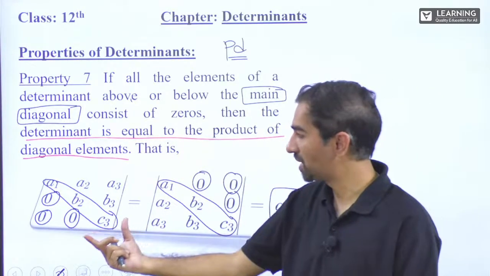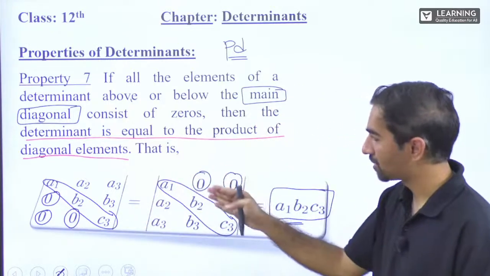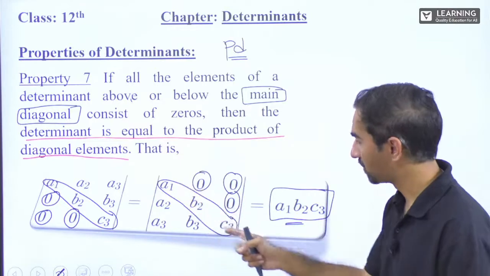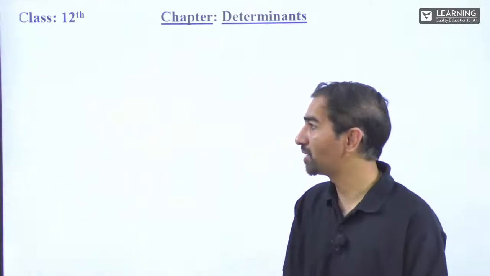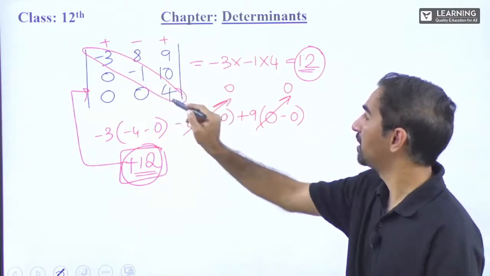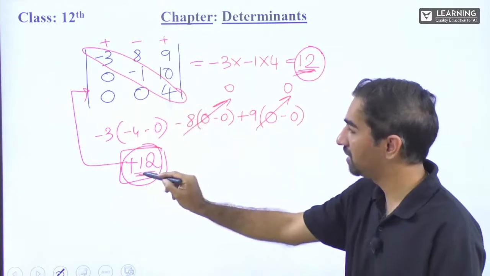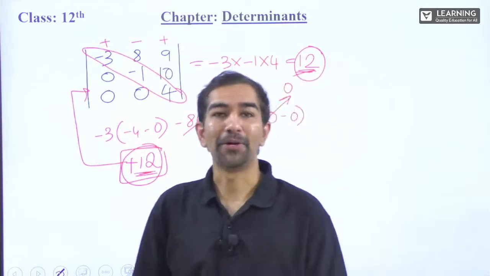So this is the determinant. Below the principal diagonal all the elements are 0. Above the principal diagonal all the elements are 0. Then the value of this determinant will be the product of the principal diagonal, A1, B2 and C3. For this also we had seen one example. So this is that example, and the product of the diagonal elements is equal to 12, and when we solve this determinant also we are getting the answer as 12. So this is the end of the properties of determinants.